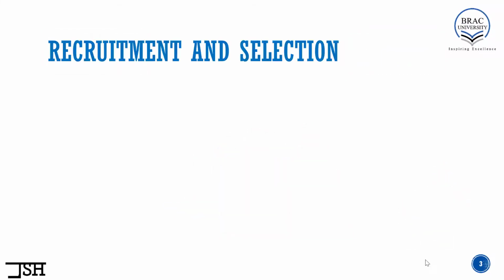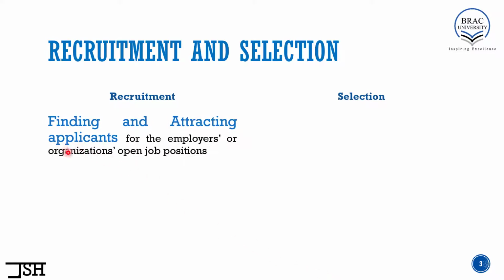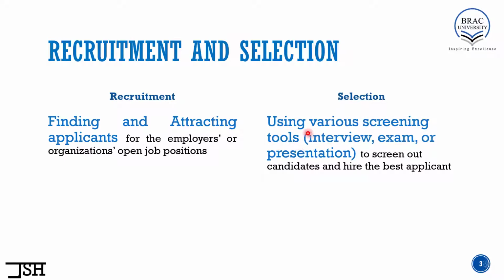Alright, now that the simple definition is over, let's take a look at the more formal definition. Trust me, you are masters of recruitment and selection right now. The formal definition is going to be like a piece of cake. Let's take a look. What is recruitment and what is selection? Recruitment is the process of finding and attracting applicants for the employers or organizations' open or vacant job positions. And on the other hand, selection is the process of using various screening tools such as interview, exam, or presentation to screen out candidates and hire the best applicants.